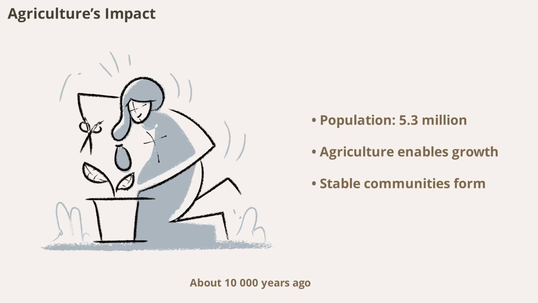About 10,000 years ago, the world's population had grown to approximately 5.3 million. This growth was closely tied to the development of agriculture. By learning to cultivate crops and store surplus food, humans could support larger, more stable communities. This shift from a nomadic lifestyle to settled farming villages marked a turning point in human history, setting the stage for further population increases and the rise of civilizations.